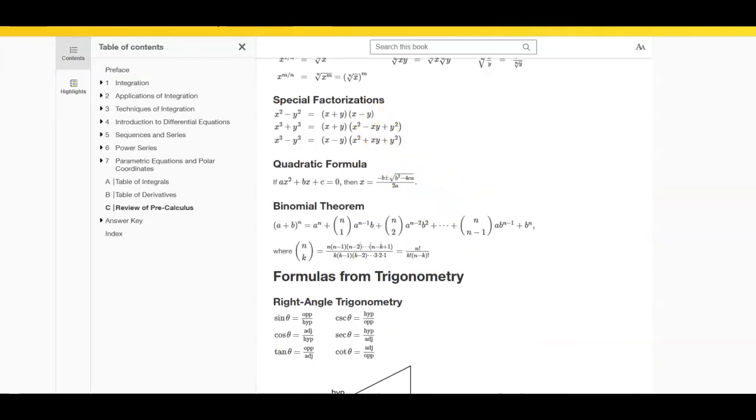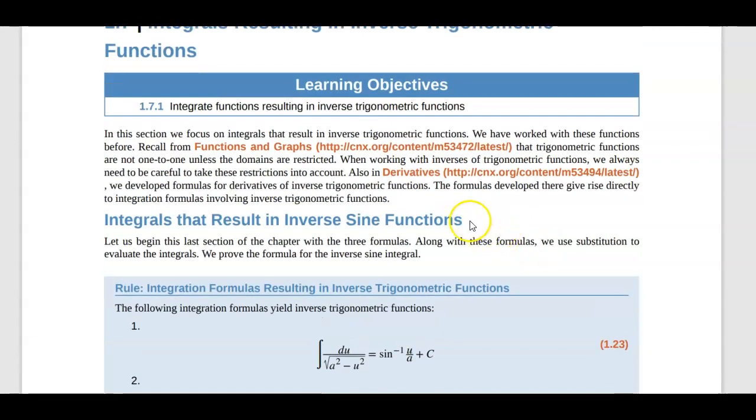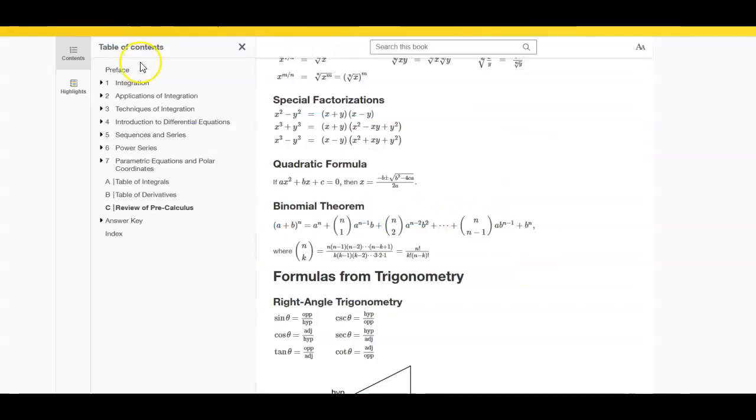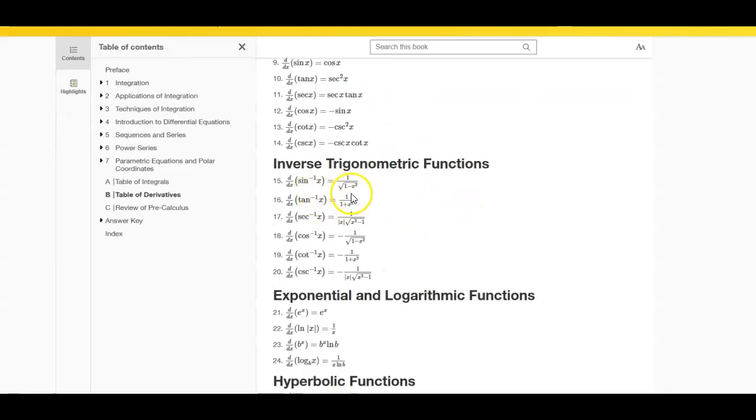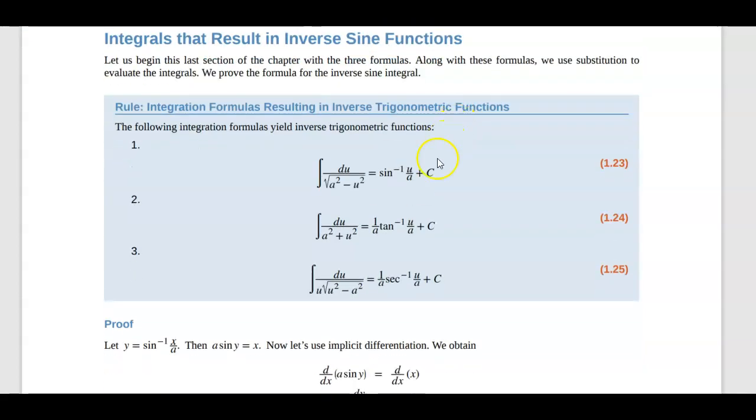So anyway, with that said, thinking about those rules, some of the rules that we saw on that table of derivatives involved inverse trig functions. So obviously, if you know that the derivative of sine inverse of x is 1 over square root 1 minus x squared, then you know that the antiderivative of 1 over square root 1 minus x squared is sine inverse of x, right? So we can do integrals then that result in inverse trig functions.